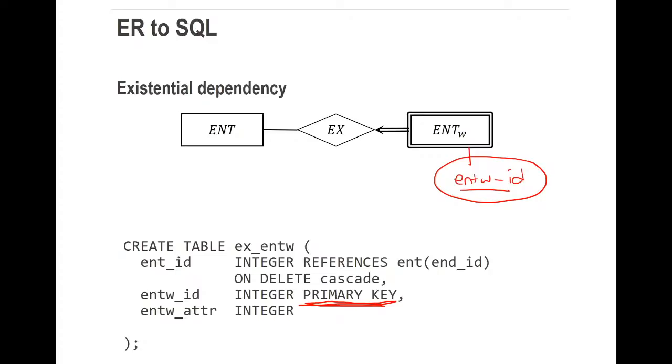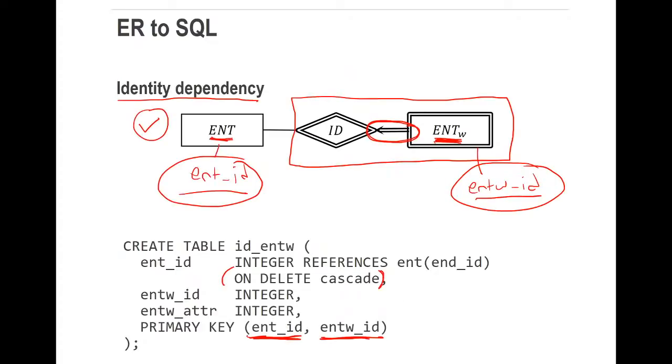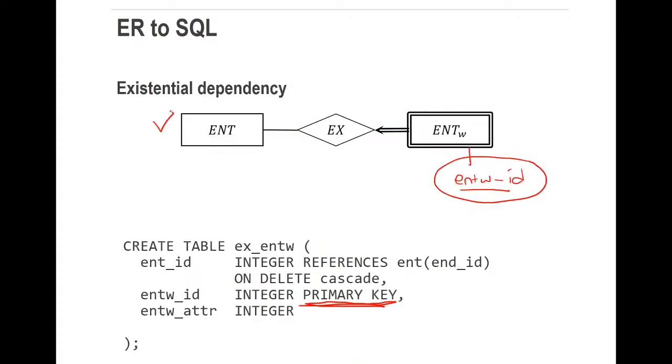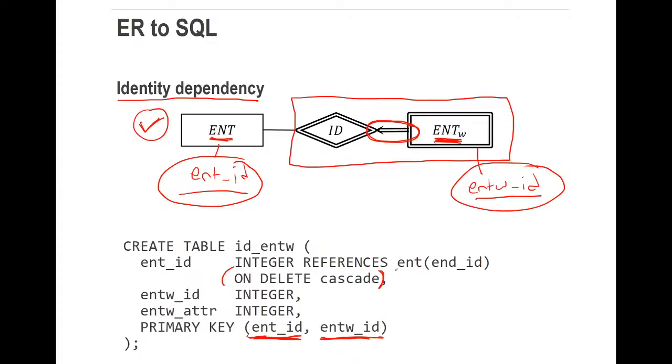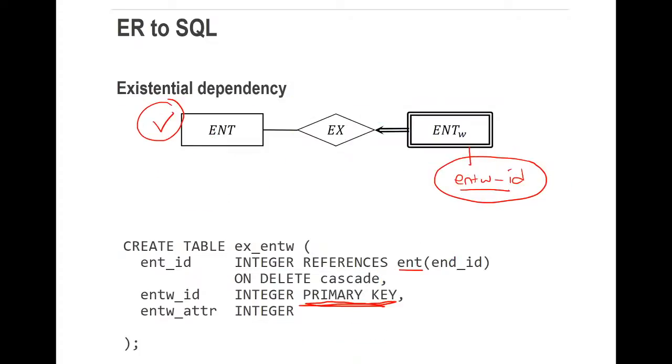There's a question: can the strong entity be on its own? Yes, we say that this strong entity exists. There's a table called ent, so that's what we assume. Also for this, there's a table called ent, which is implied by this. Again, this one is ent. Okay, that's the main difference between the existential and identity dependency.